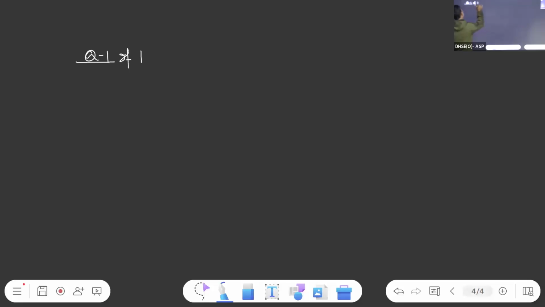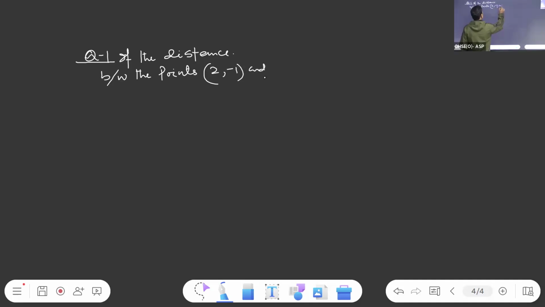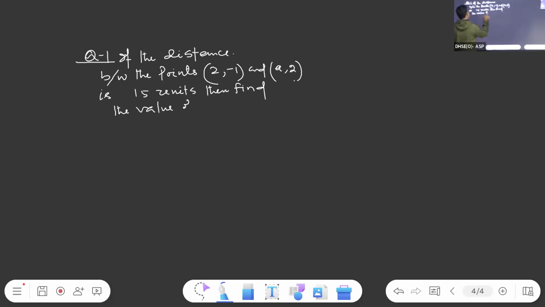The distance between the points (2, -1) and (a, 2) is 15 units, then find the value of a. This is the question, okay?